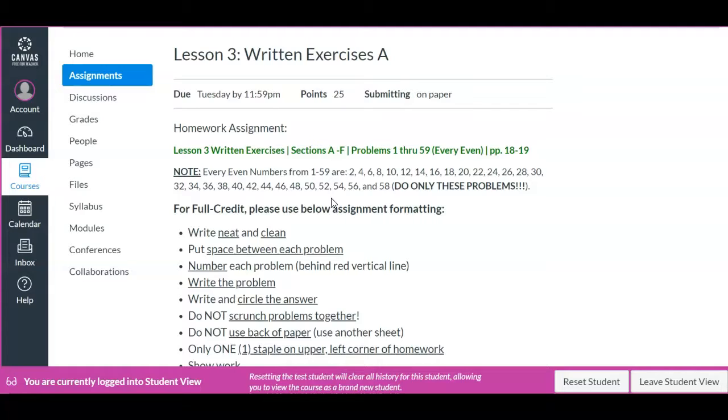If you have any questions whatsoever, do not hesitate to reach out to me and send me a message. You can do that through text, you could call, or you could also send what's called a Canvas conversation, which is like an email. It's better for you to do that as soon as you're having a problem than to just wait and turn in incomplete work.